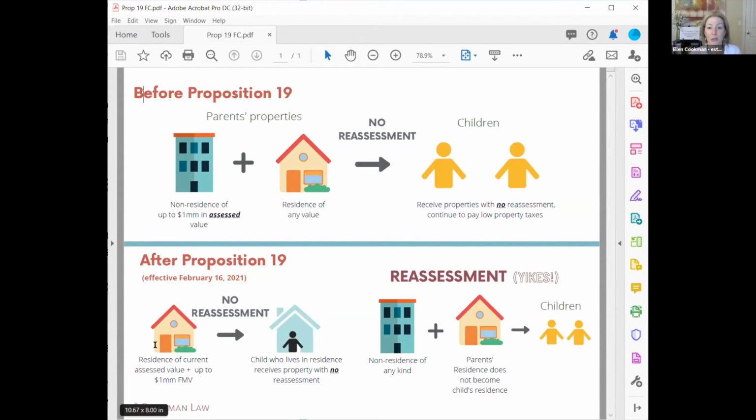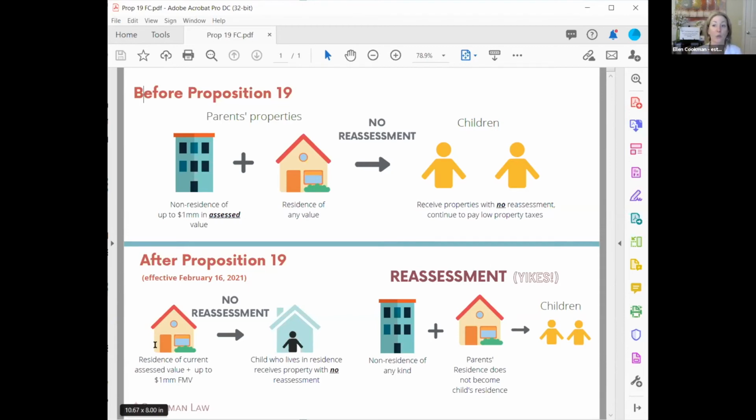And then also the new assessed value for the child, it doesn't just remain the low assessed value. You can take the low assessed value and then add $1 million, and that would be the new assessed value, right? Well, I'm sorry, 1 million exempted. And then everything above that 1 million of increase in the assessed value is now part of the new assessed value. All right, so that really doesn't work out well for children.